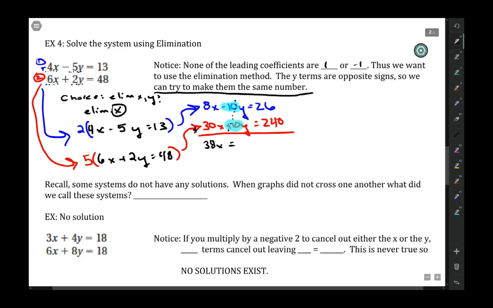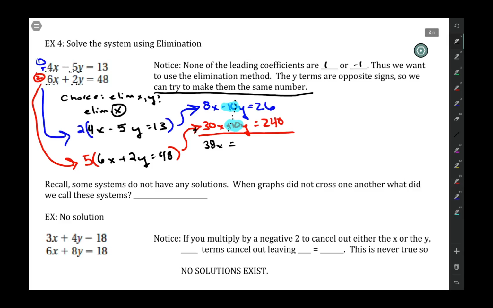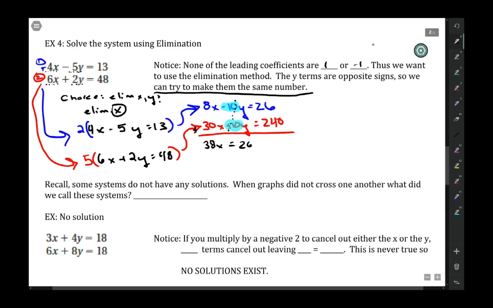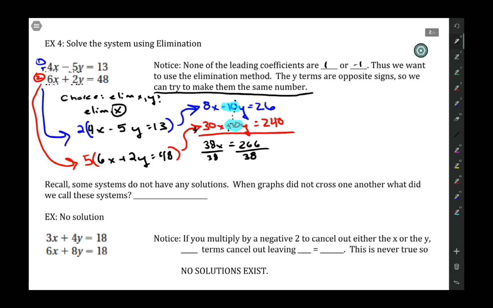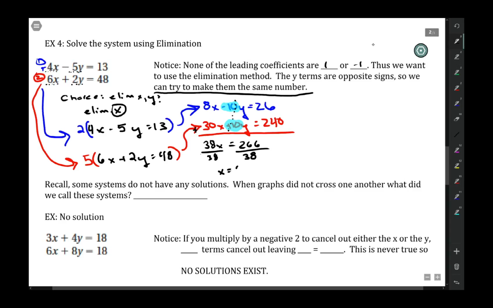Let's see here. 266 divided by 38. Divide by 38. And it looks ugly, but x is really just 7. Don't forget to do what? Find y.